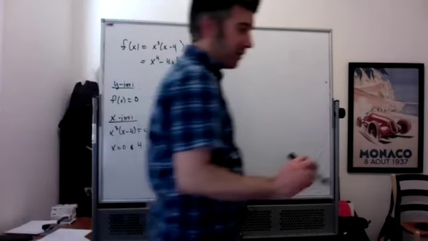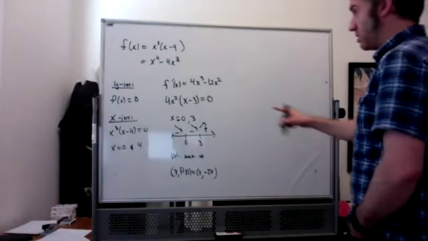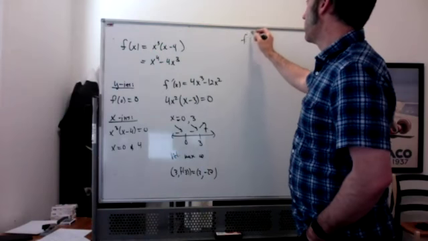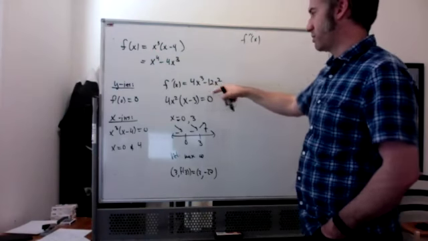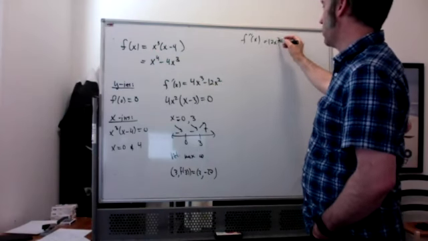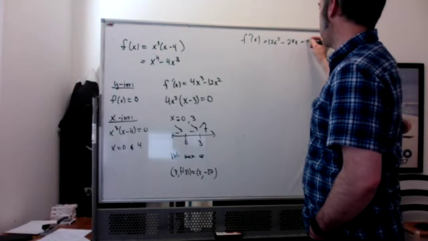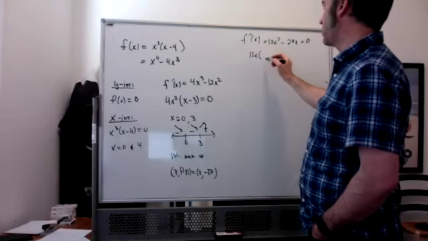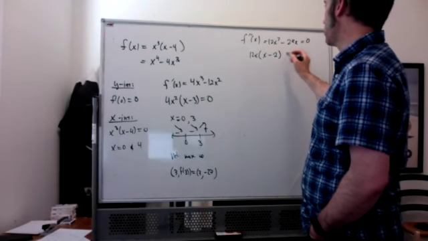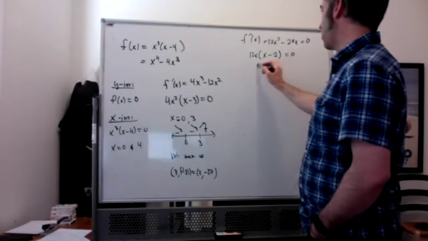Second derivative stuff. So we're going to use the unfactored form to find the next derivative. F double prime is going to be 12x squared minus 24x, set equal to 0. Factor out 12x, you're left with x minus 2. So then x equals 0 or 2.